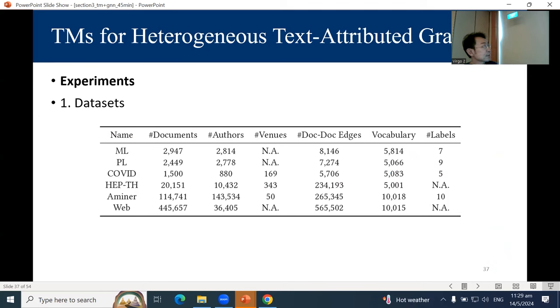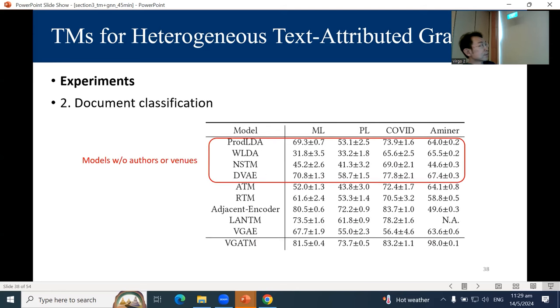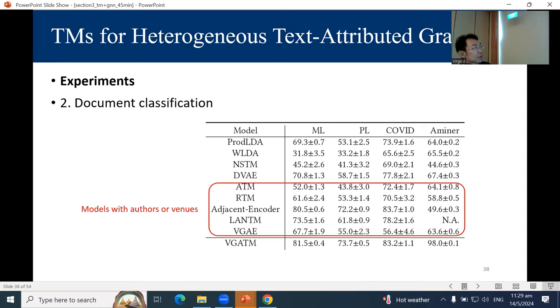So now this is an example. In this case, we take into account data sets that have the heterogeneous structure, because they have authors, venues, and so on, right? And just to briefly show you the improvements, these are different models without authors or venues. They are essentially just straightforward topic models. These are models with authors or venues. And in this case, we basically have the complete model, and in that case, we are performing better, essentially.